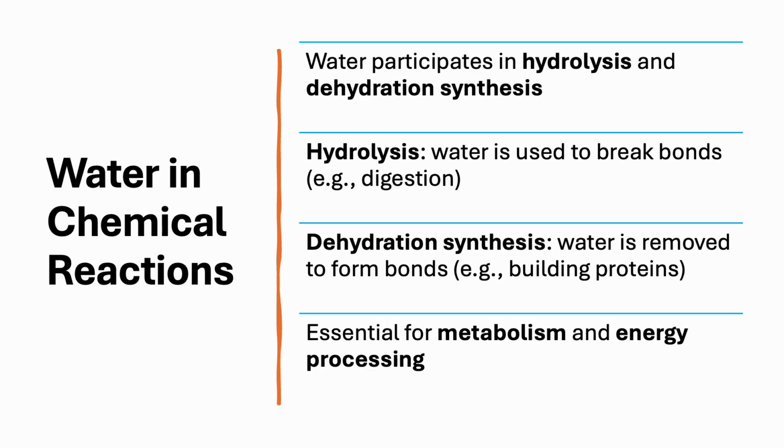Water isn't just in the background. It actively participates in many of the body's chemical reactions. In hydrolysis reactions, water is used to break down chemical bonds. This happens during digestion, where complex molecules like proteins and carbohydrates are broken down into smaller units. In dehydration synthesis, water is removed to help form new bonds, as when building muscle proteins or forming DNA.